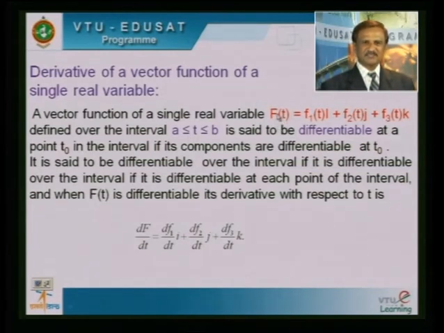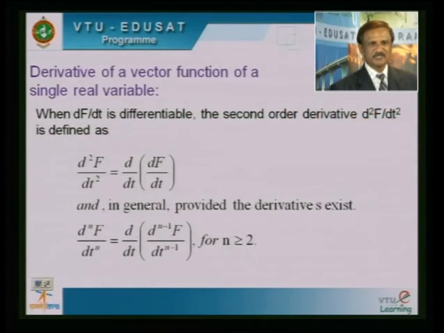It means f of t is differentiable at t. It means that if t is defined in this interval and the given function is differentiable for all those values belonging to the interval, then how do you write it symbolically? It can be written as df by dt equal to df1 by dt i plus df2 by dt j plus df3 by dt k. Is it clear? You can denote it like that.